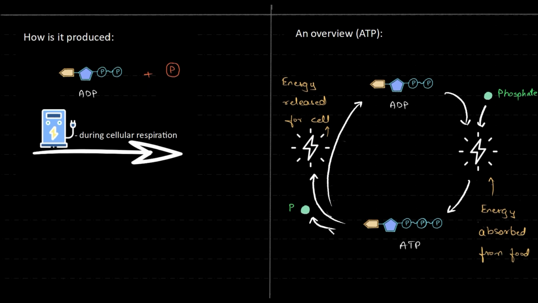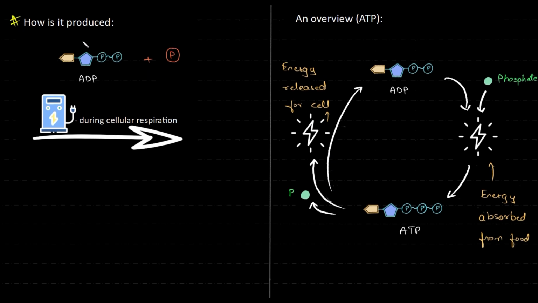Okay, guys. So basically, how it is produced, we just saw that ADP plus a phosphate during cellular respiration gets converted to ATP. Okay, so basically an ADP with a phosphate and energy that is absorbed from the food helps in creating ATP, and when needed, this breaks down to ADP, releasing energy and the phosphate that was absorbed over here. As simple as that.